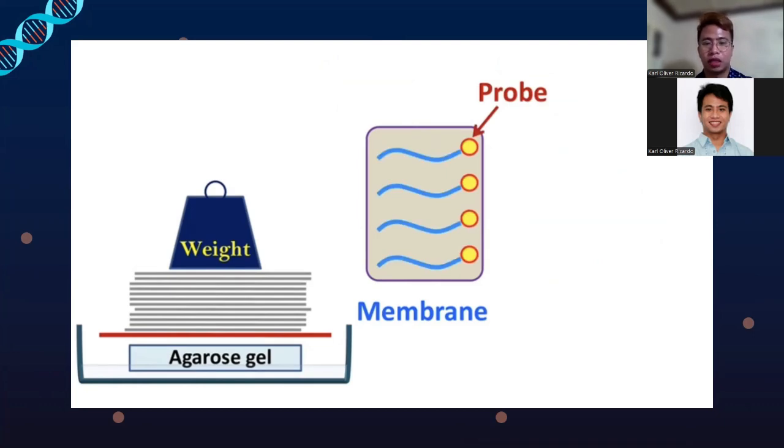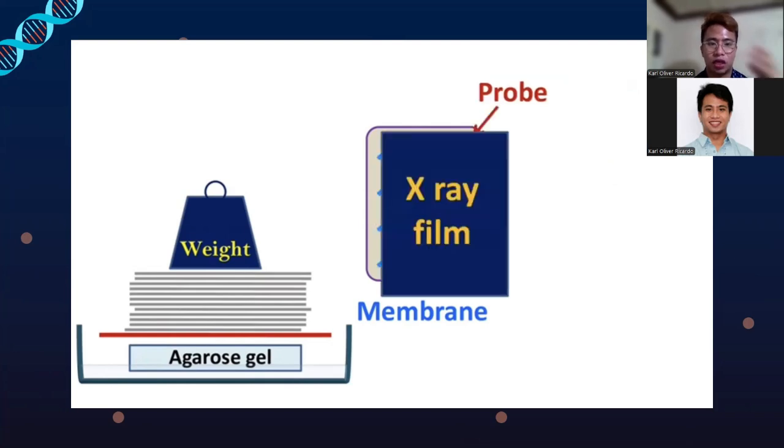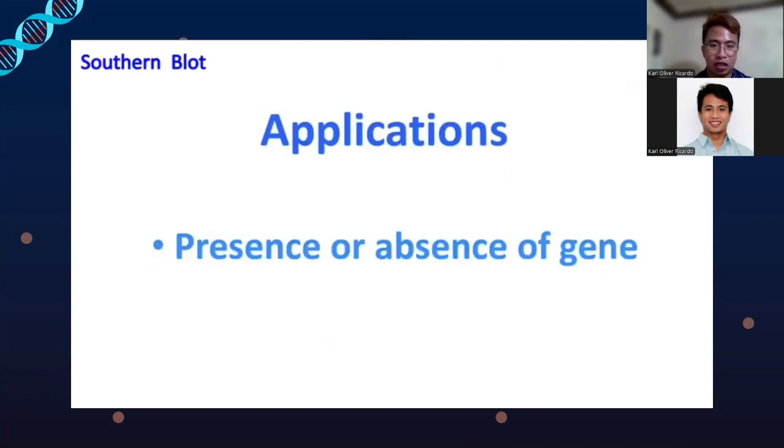Our probe is what we call a P32 or a fluorescent dye. It is detected using an X-ray film placed on the membrane to perform autoradiography, and then it shows up here. If you remember autoradiography from earlier, the presence or absence of our desired DNA fragment will appear. The application of the Southern blot is widely used to detect whether a gene is present or absent in a given sample.